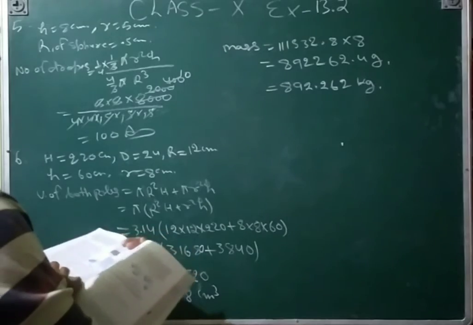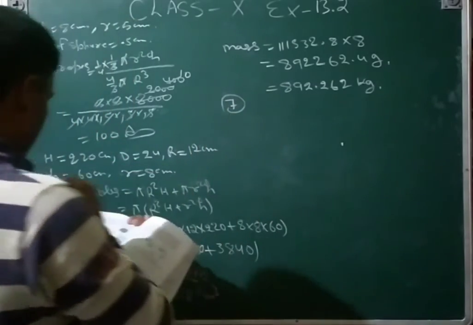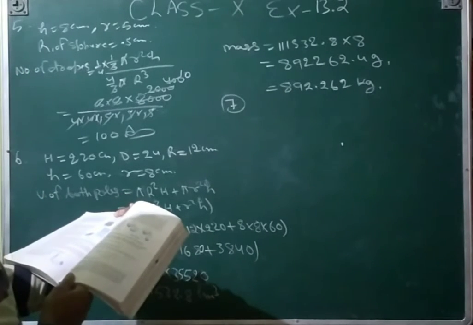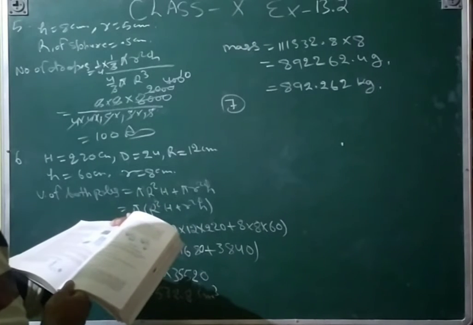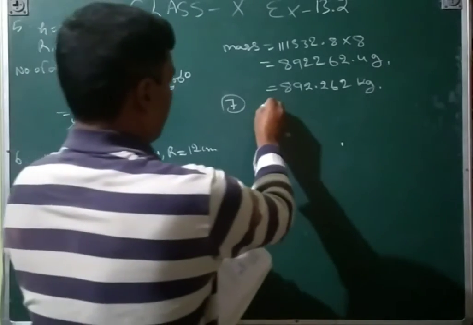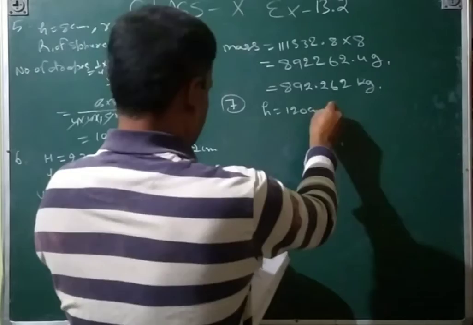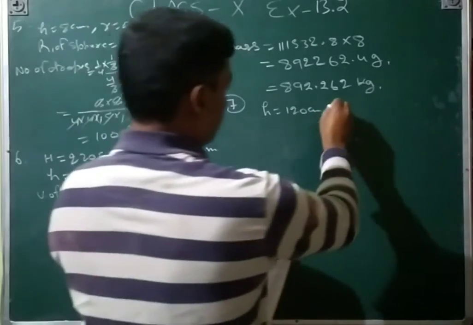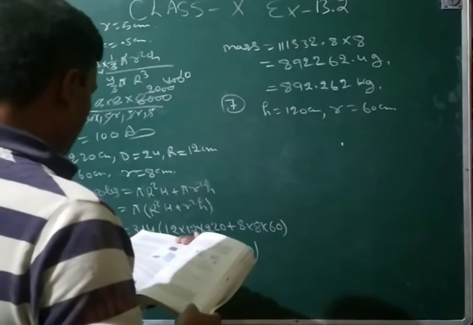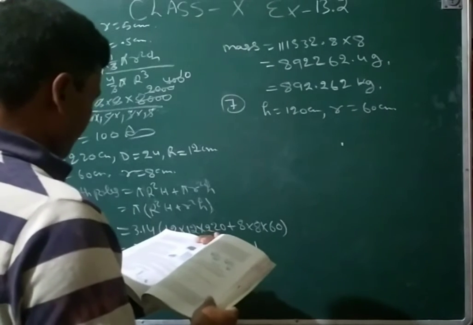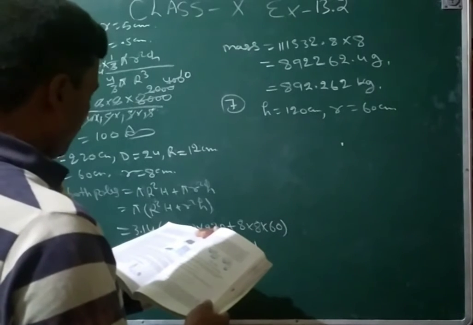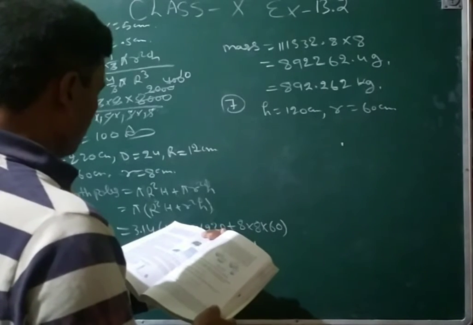Now the 7th question. A solid consisting of a right circular cone of height 120 centimeter, and then radius is given 60 centimeter, standing on a hemisphere of radius 60 centimeter, that is also the same thing, and then is placed upright in the right circular cylinder full of water such that they touch the bottom.